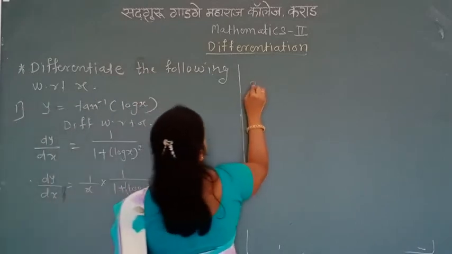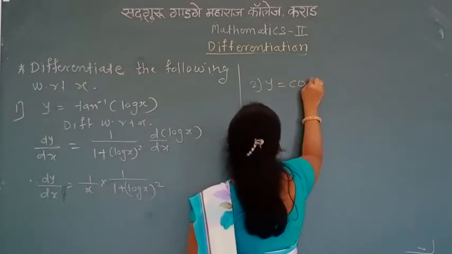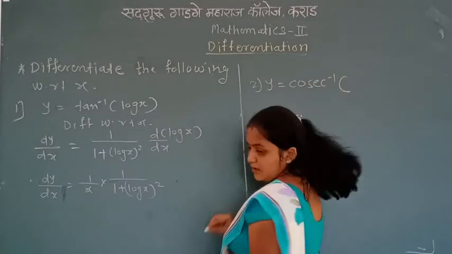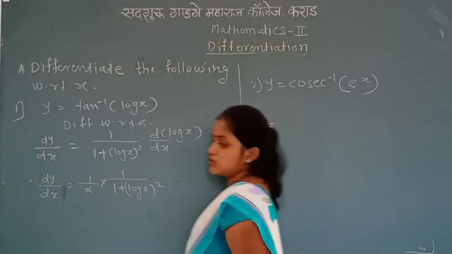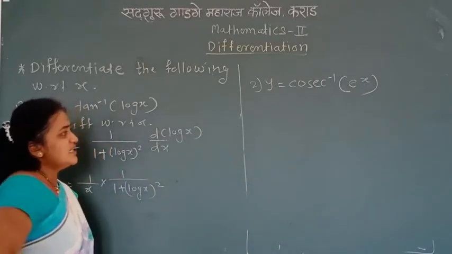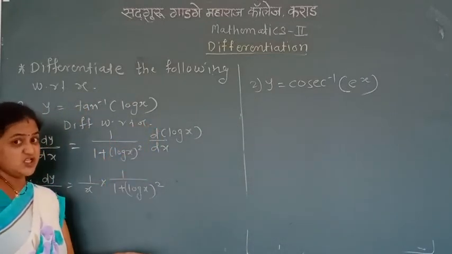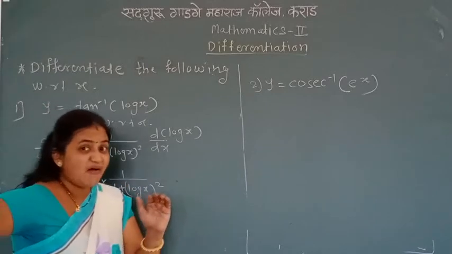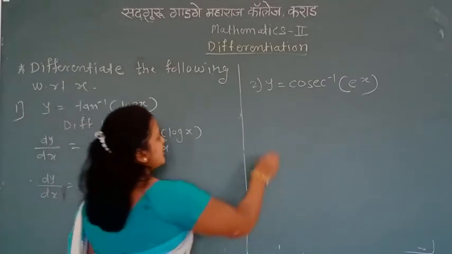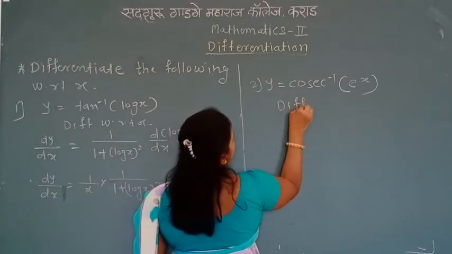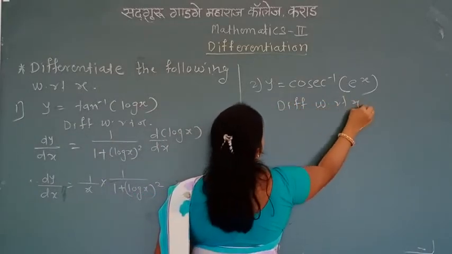Okay. Similarly, we can solve the next. y is equal to cos inverse, inside the bracket e raised to x. So cos inverse of e raised to x. Again this is a composite function. So first we find the derivative of cos inverse, and then we find the derivative of e raised to x. So straightforward, differentiate with respect to x.